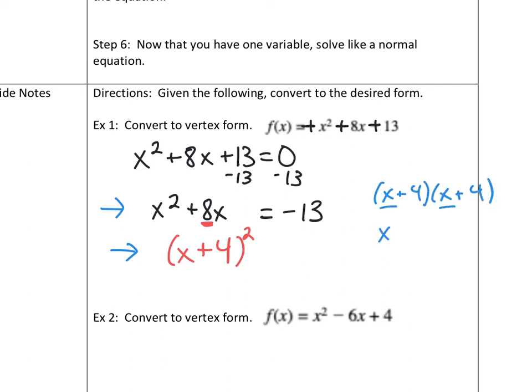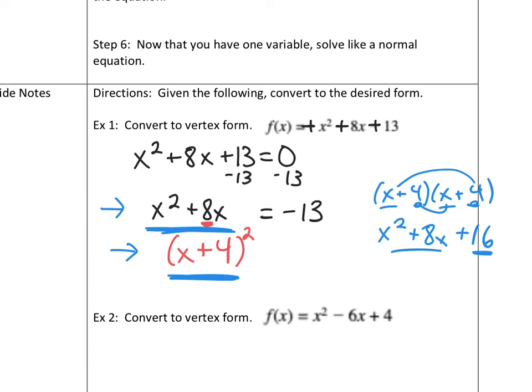x times x would be x squared. I would then have plus 4x and plus 4x, which would be a plus 8x. Doesn't that match? Yeah. Okay. And then my very last term, which is 4. 4 times 4 would be what? 16. Do I have that up here? No, I don't. But I just made it into this. Do we all see that? And this one does have a 16.